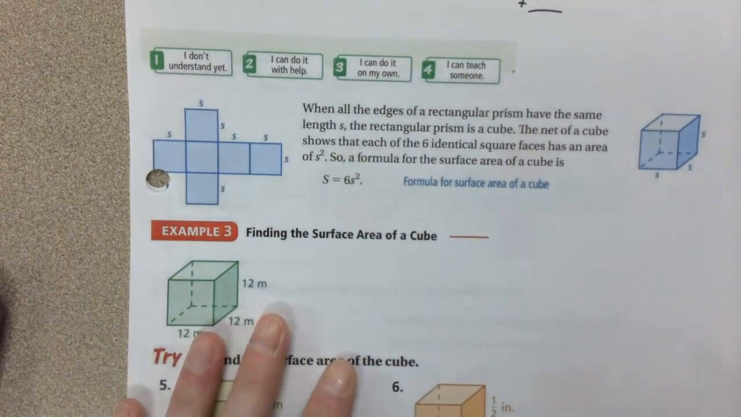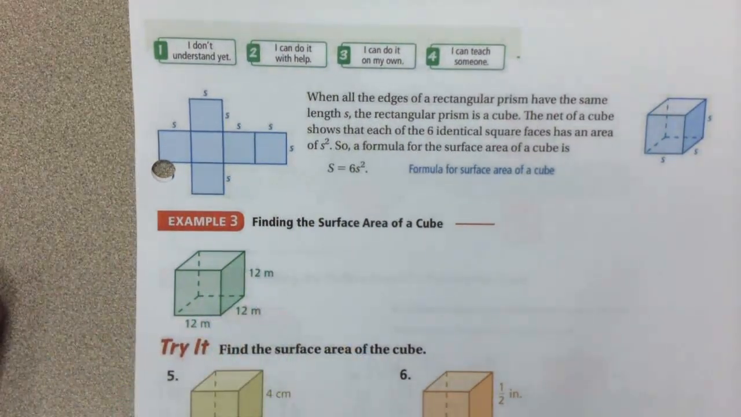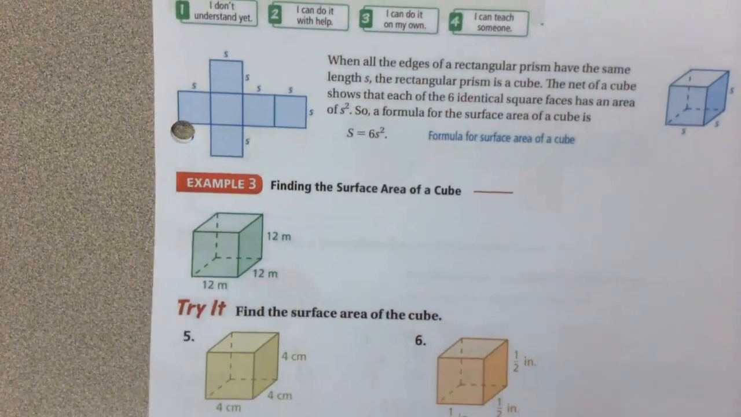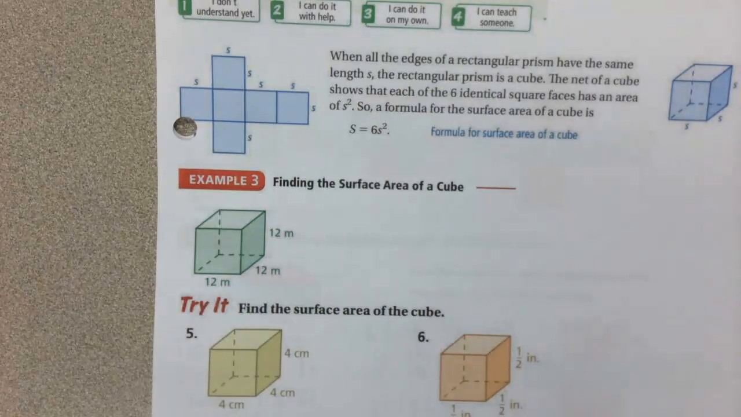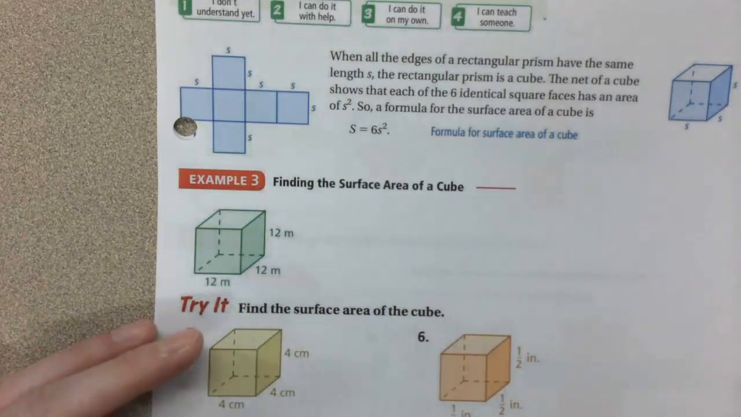The next thing we're going to look at is a cube. So if you have a rectangular prism that has a square base, and all the edges are the same length, so every face is a square, you have a cube. So when we find the surface area of a cube, if you think about it, all of the faces are going to be the same, so we can actually use a certain formula.